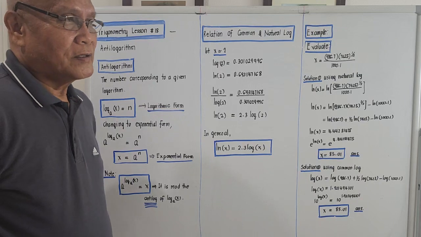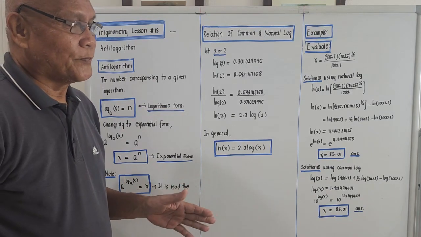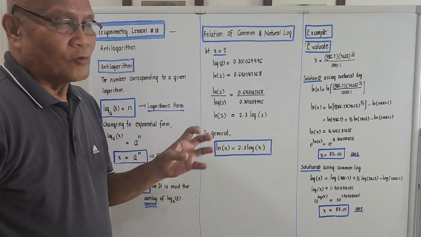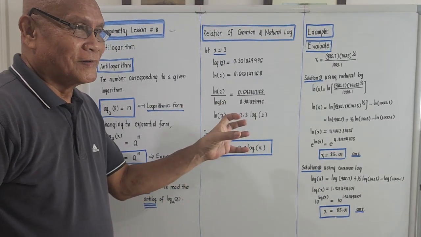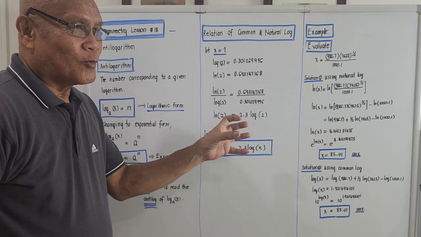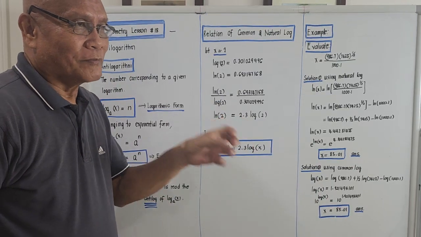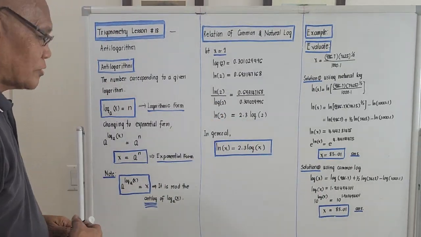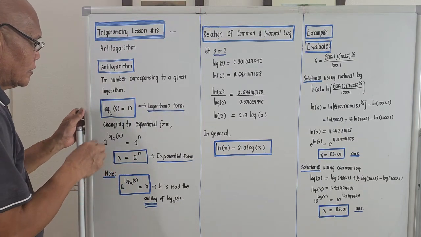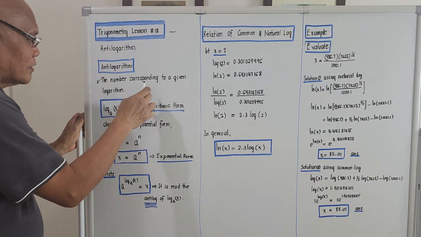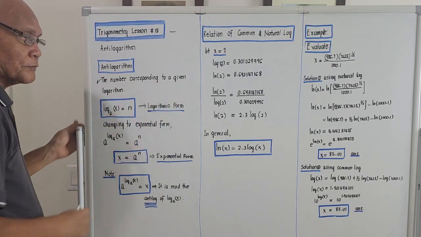Anti-logarithm is actually the reverse equivalent of a logarithm. Meaning to say, if we are given a logarithm of a number, what will be the anti-logarithm of that number? Let's try to define what is anti-logarithm. Anti-logarithm is the number corresponding to a given logarithm.